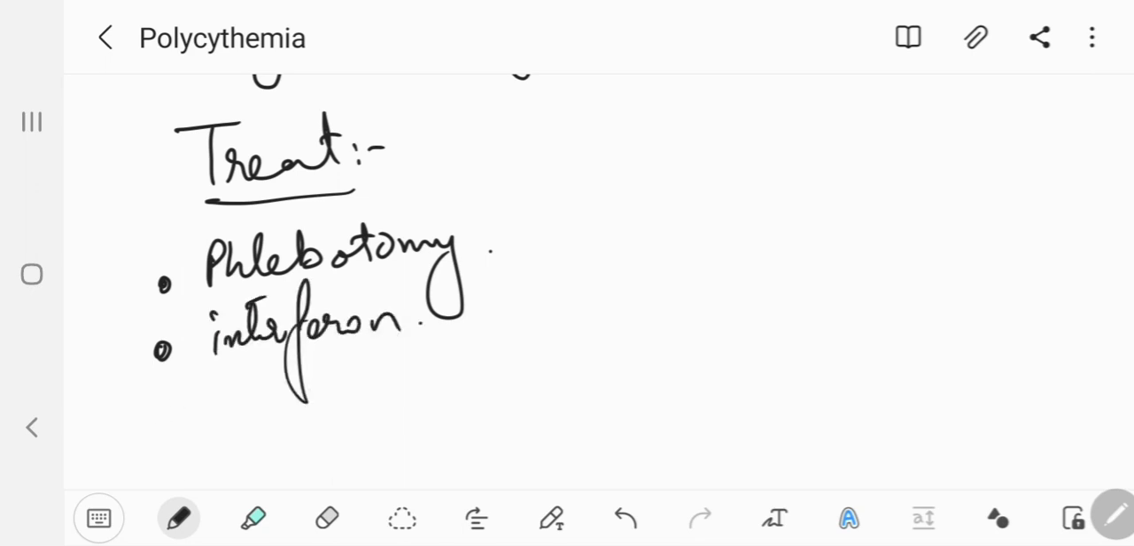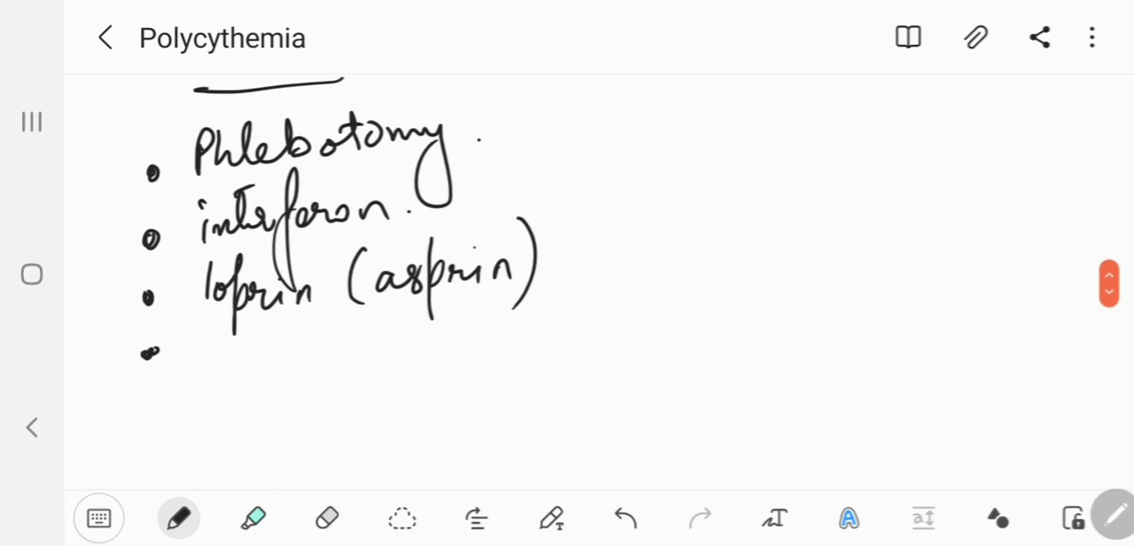We will be treating these patients by phlebotomy, that is, extraction of blood from the veins, by giving them interferon so that RBCs may be destroyed, and we can also give them low-dose aspirin, which decreases thrombus formation, and we have to treat these patients symptomatically depending on their symptoms.